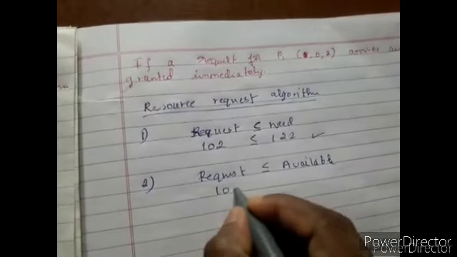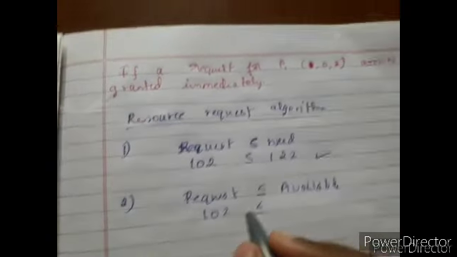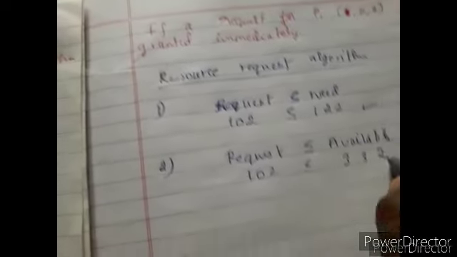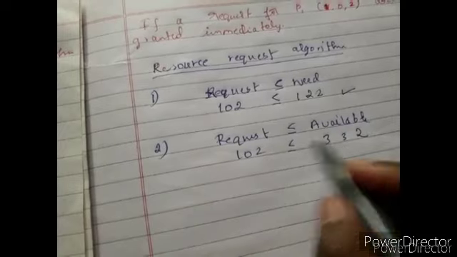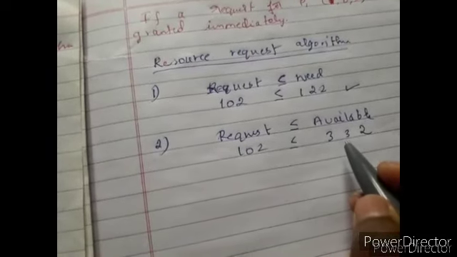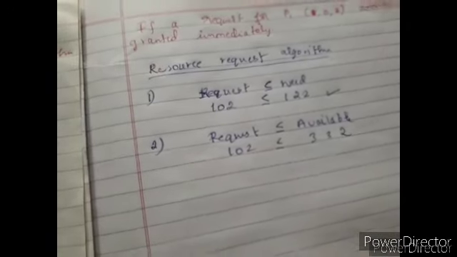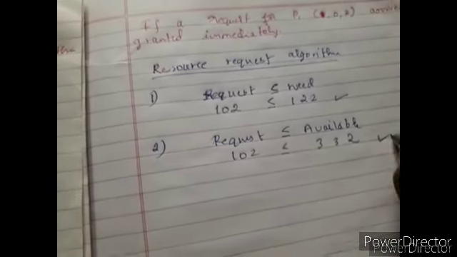What is the request? 102, whether it is less than or equal to available value. So don't consider this one updated. We need to check this one only because we are applying for the current snapshot of the system. So 332. So 1 is less than 3, yes. Then 0 is less than 3, correct. Next one 2 is less than 2, is equal to 2. So condition is true. Okay.